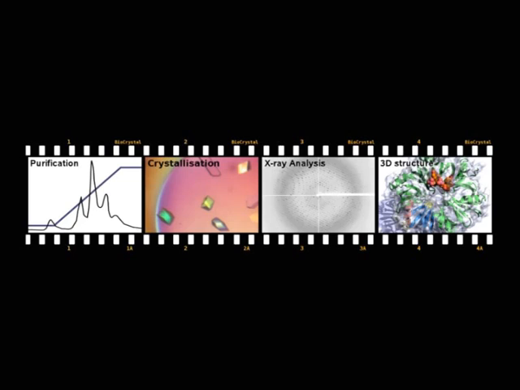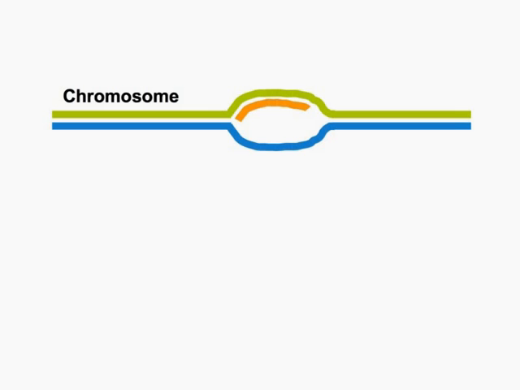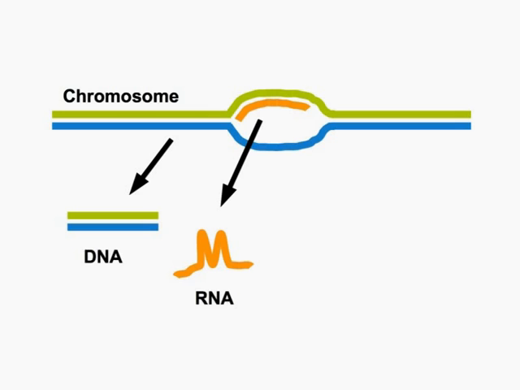The story begins with the isolation and purification of the molecule. Biological macromolecules, including deoxyribonucleic acid, DNA, ribonucleic acid, RNA, and proteins, are made by a living cell following the precise instructions encoded within its chromosomes.